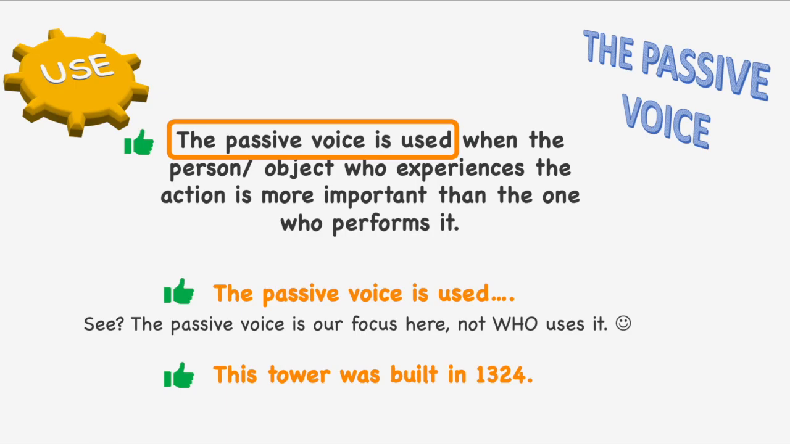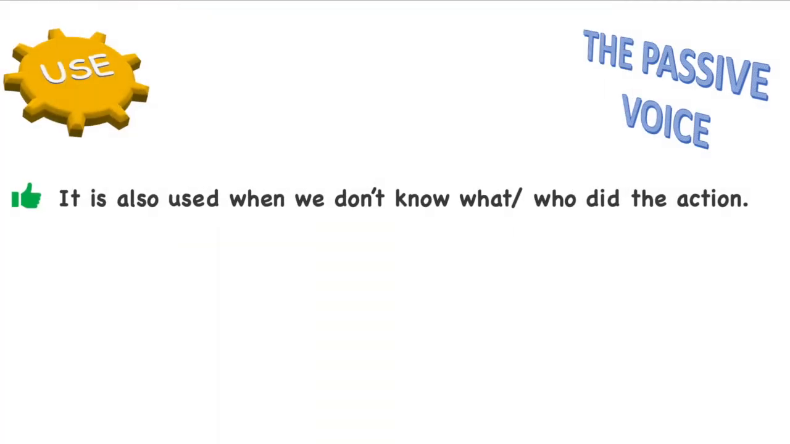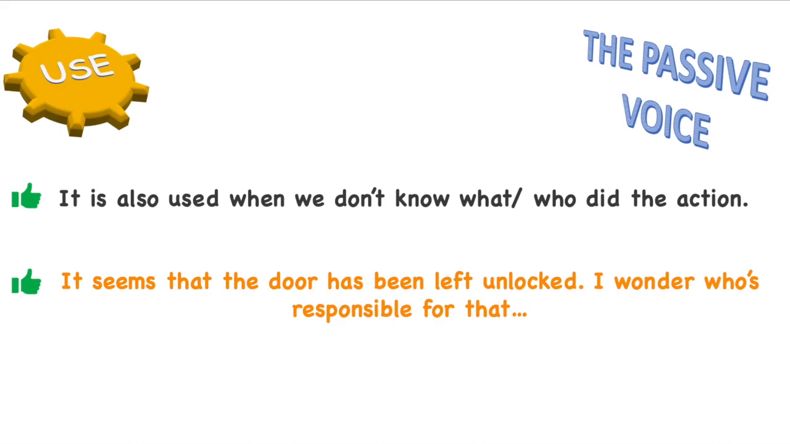Or look at the other one. This tower was built in 1324. Who built it? Irrelevant. The tower is important here. The passive voice is also used when we genuinely don't know what or who performed the action. Oh, it seems that the door has been left unlocked. I wonder who's responsible for that. So we don't know who the culprit is, but we do notice the fact the door has been left unlocked.